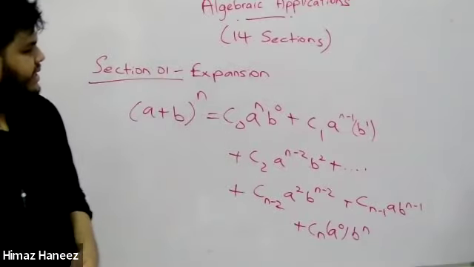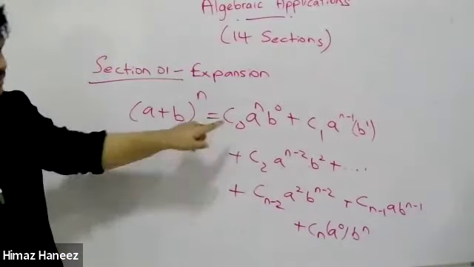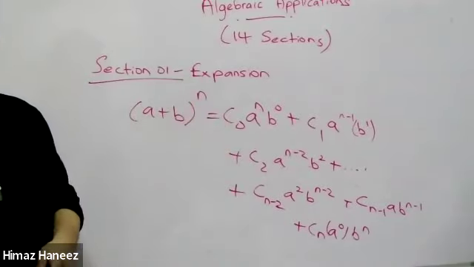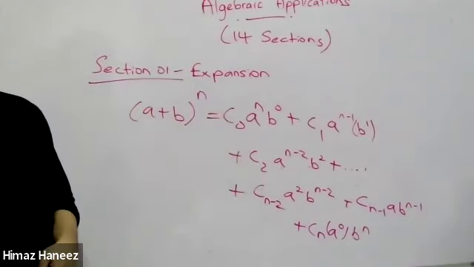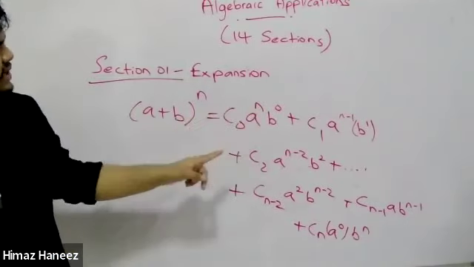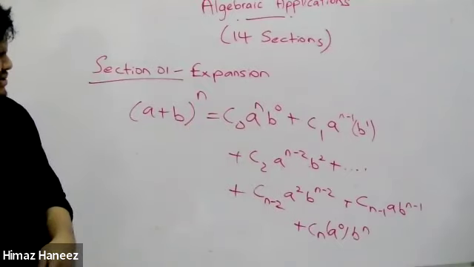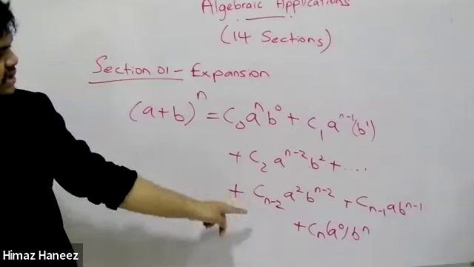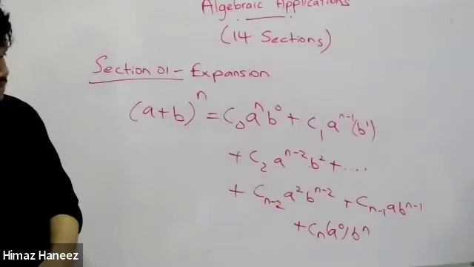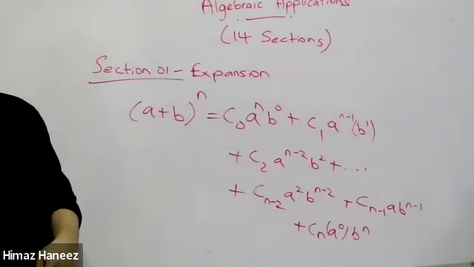Okay, down below that, here C note, comma C1, comma C2, comma Cn minus 2, comma Cn minus 1, and then Cn represent the coefficient of that term.